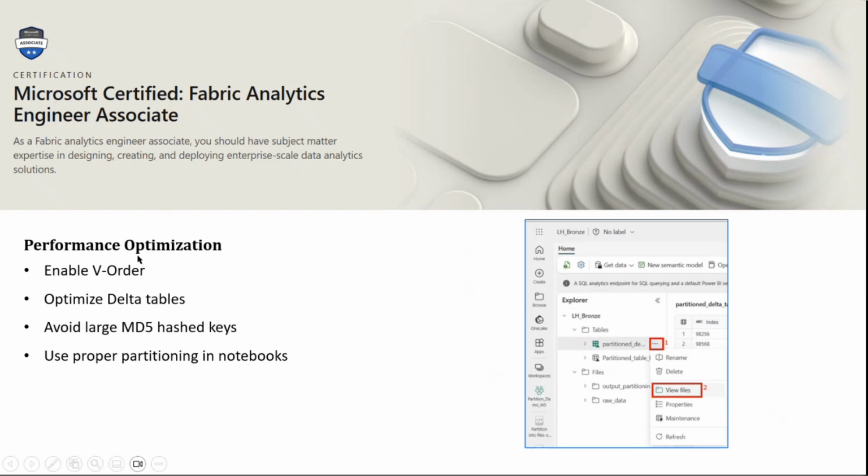Then finally, the performance optimization part. You will see questions on V-Order, and questions on the VACUUM command and other commands; the VACUUM command will be there, the V-Order command will be there. These kinds of questions you will find, and then you will see some scenario-based questions which use hash key column questions as well.